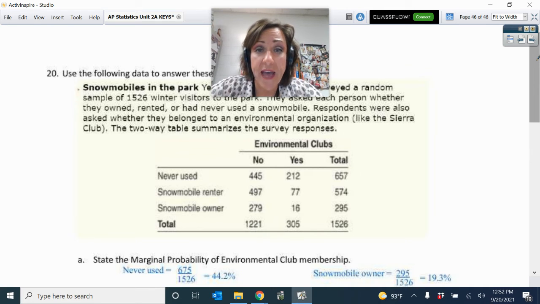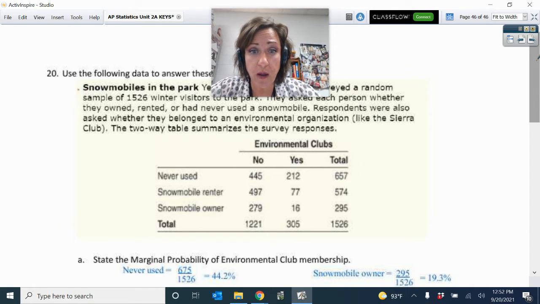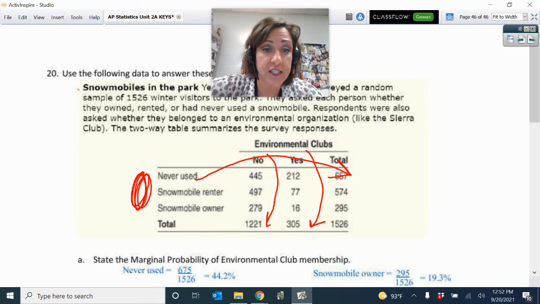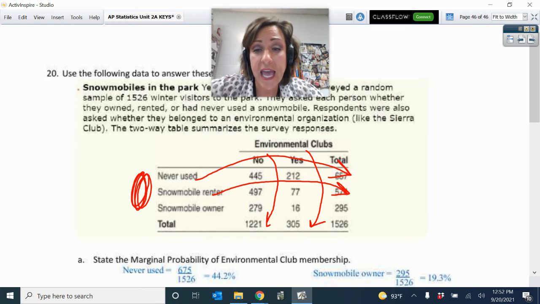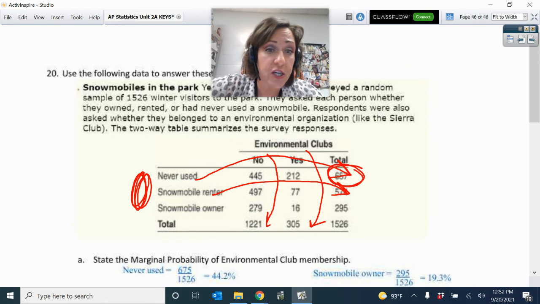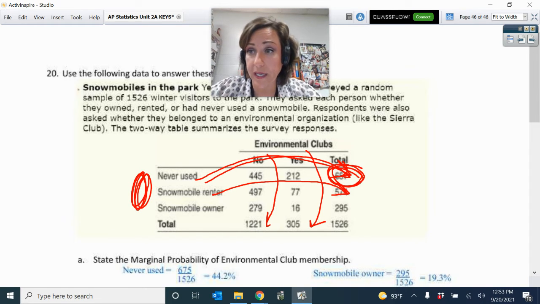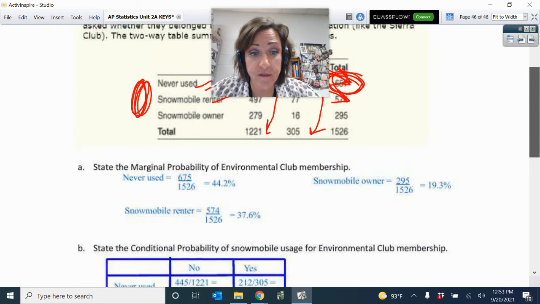Okay, remember that you need to do your problems in terms of what is the explanatory variable. And here, no and yes was the explanatory variable affecting snowmobile usage. If I had the environmental club over here on the left, then you would do your fractions across this way, and you would use the denominators over here. So out of all of those, you have out of that denominator. Okay, so just make sure you go in the direction of your explanatory variable.